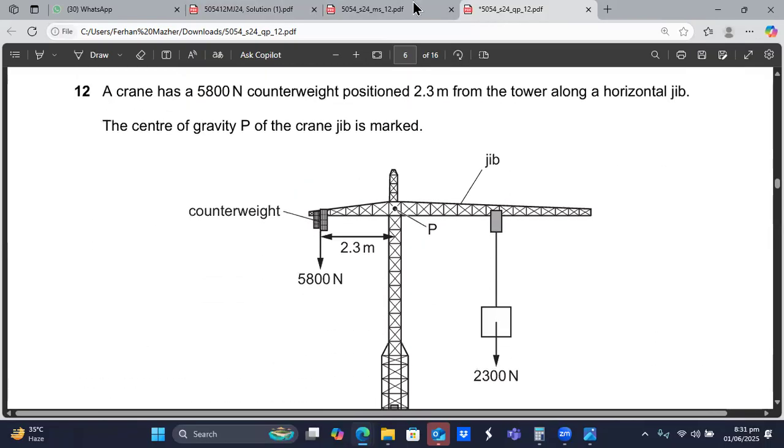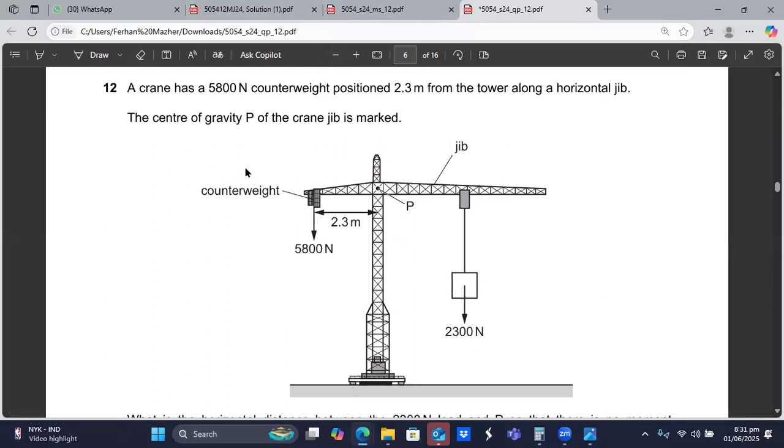Question number 12 is coming up on your screen. He says a crane has a 5,800 Newton counterweight positioned 2.3 meter from the tower along a horizontal jib. The center of gravity P of the crane jib is marked. So this is the center. Here we have this 2,300 Newton weight hanging, and center of gravity is marked here, P point, and this is also the pivot. And here we have a counterweight of 5,800 Newton.